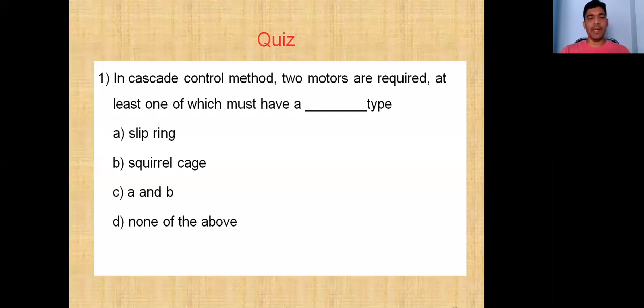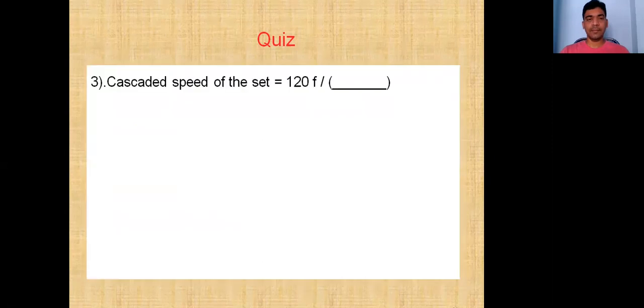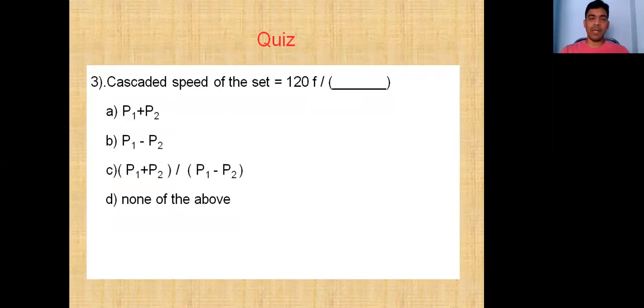Option A, slip ring induction motor; option B, squirrel cage induction motor; option C, both A and B; option D, none of these. One should be a slip ring induction motor because from its slip rings we give supply to the next motor. The cascaded speed of the set is 120f by P1 plus P2. Speed is decreasing due to the increase in the poles.